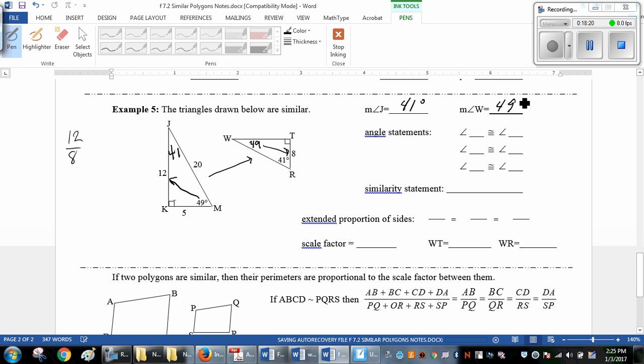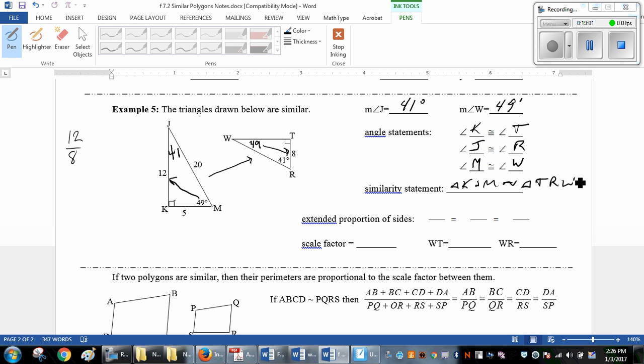Our angle statements, now this is really clear, right? We already have them marked in there, so let's just write the names. K, that's our right angle. T, our 41-degree angles are J and R, and our 49-degree angles are M and W. Now what's nice is to write a similarity statement, I can just go in the same order. So look right here. I have triangle K, J, M, similar to triangle T, R, W. In that same order, because notice that the angles that are congruent are lined up in the similarity statement.